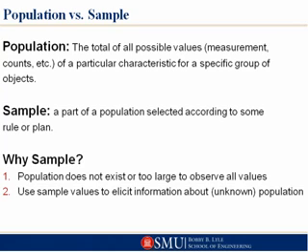A little bit about some of the terminology. So population: the total of all possible values, measurements, counts, observations of a particular characteristic for a specific group of objects. Your population could be the student body at SMU, all the students in North America attending four-year universities, or all the students attending universities around the world. So you define your population.